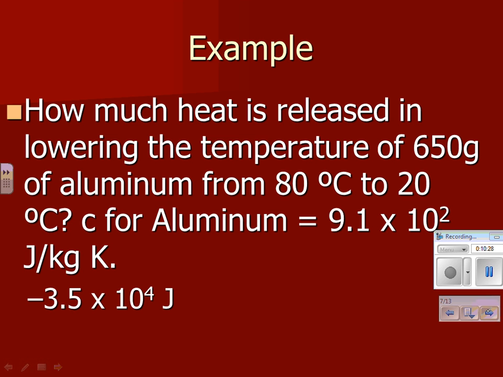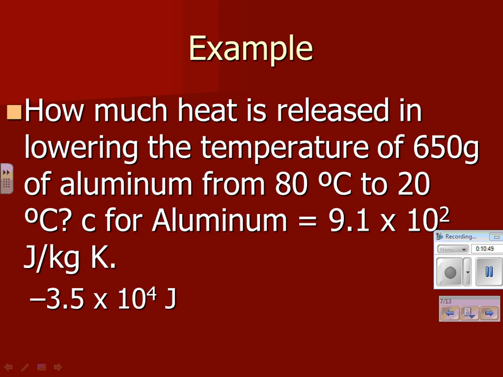So the correct and true answer is 35,000 joules. Not negative. That's just a bullet. I mean, it could be negative. That would just mean that it loses that much energy instead of gaining that much energy. And the reason it's not 35 million or whatever the other one is, please remember you have to convert grams to kilograms. So it should be 0.65 kilograms.